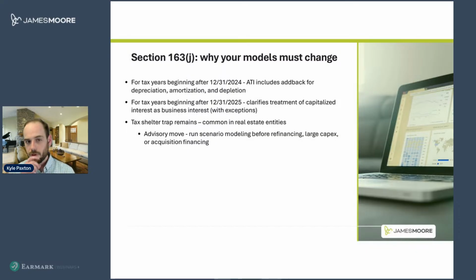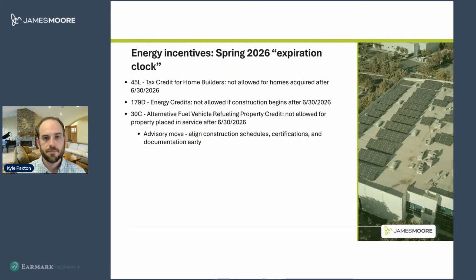And then one other thing we look at with the advisory side here is the 163J rules in connection with refinancing. How does refinancing our debt impact these calculations? And what do we need to do to get ahead of any cash flow modeling and things like that that would be impacted by that?